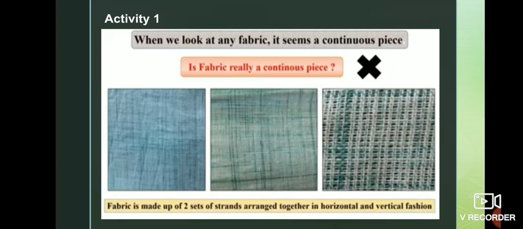When you look at any fabric, it seems a continuous piece. But look at it very closely. Is fabric really a continuous piece? No, it's not a continuous piece. Fabric is made up of two sets of strands arranged together in horizontal and vertical fashion.